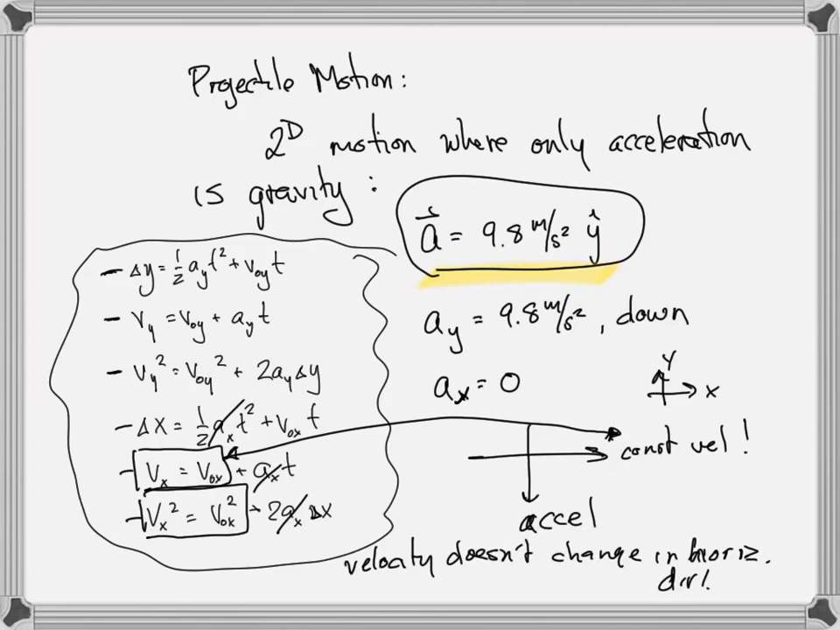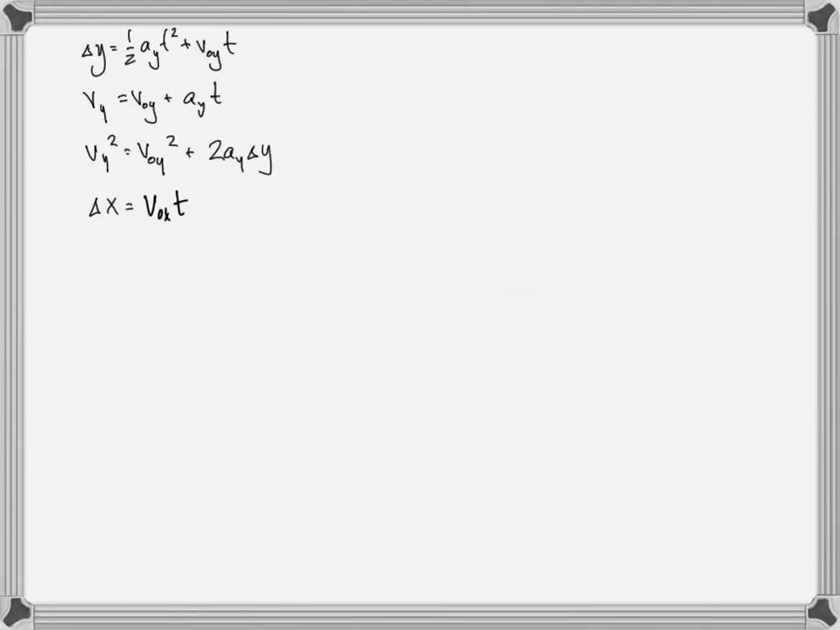So notice what we're left with for projectile motion, which is a special case of two-dimensional motion, is 4 equations. The first 3 are the standard 3 kinematic equations for the y direction, and the fourth equation is simply delta x equals v0x t. Those are our 4 equations of projectile motion. So here are our 4 equations that describe projectile motion.